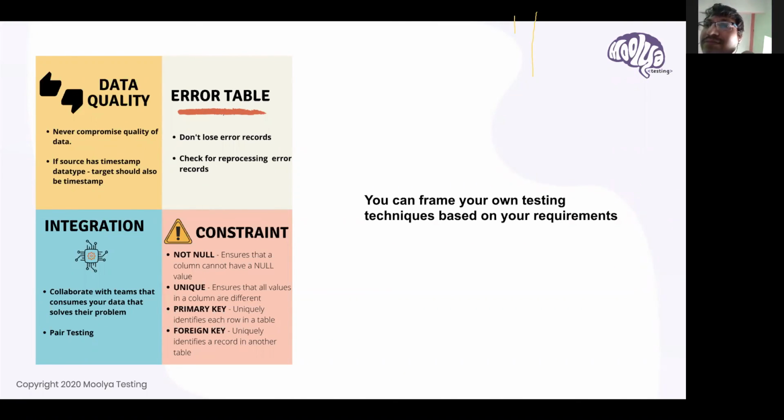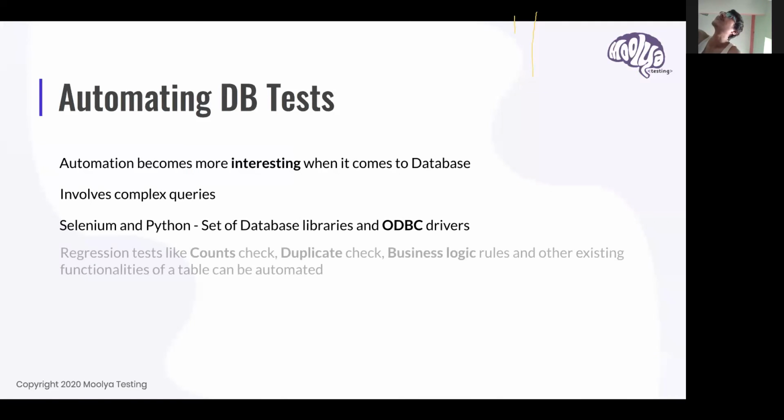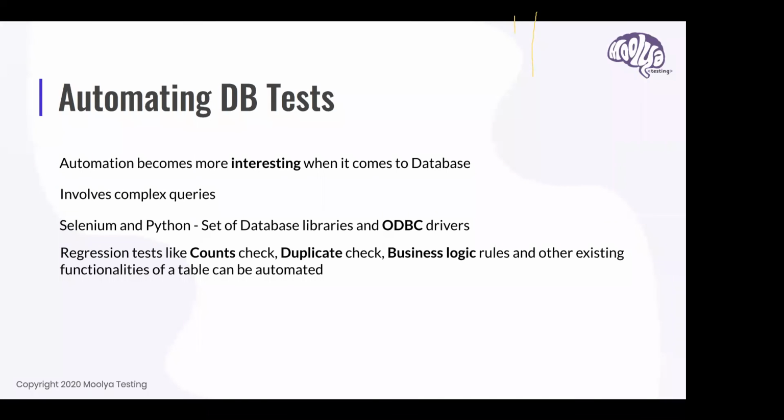And next thing is automating DB tests. Automation becomes more interesting when it comes to databases. Yes, guys, we can also automate database testing. We can run regression test suites using Selenium, Python, everything. And again it involves some complex queries to perform this testing. Selenium and Python have a set of database libraries and ODBC drivers to connect to your database, and you can write your own queries to execute in your Eclipse or using Selenium.